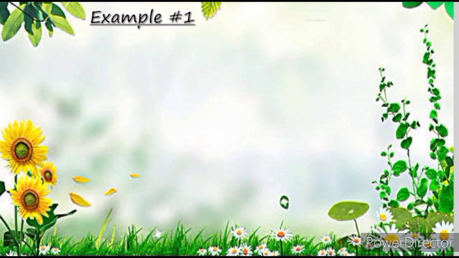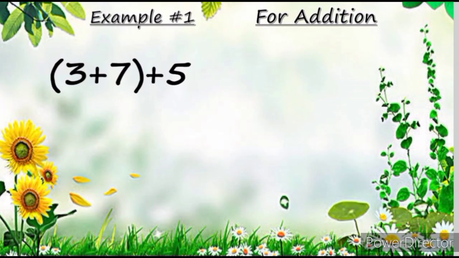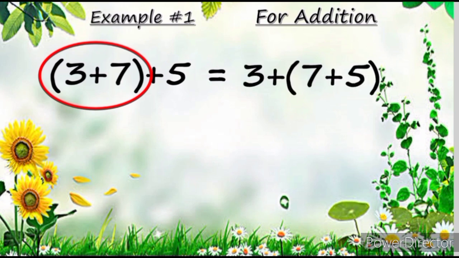Example number 1. For addition, the sum of 3 and 7 plus 5. 3 and 7 are enclosed in the parentheses. It is also equal to 3 plus the sum of 7 and 5.